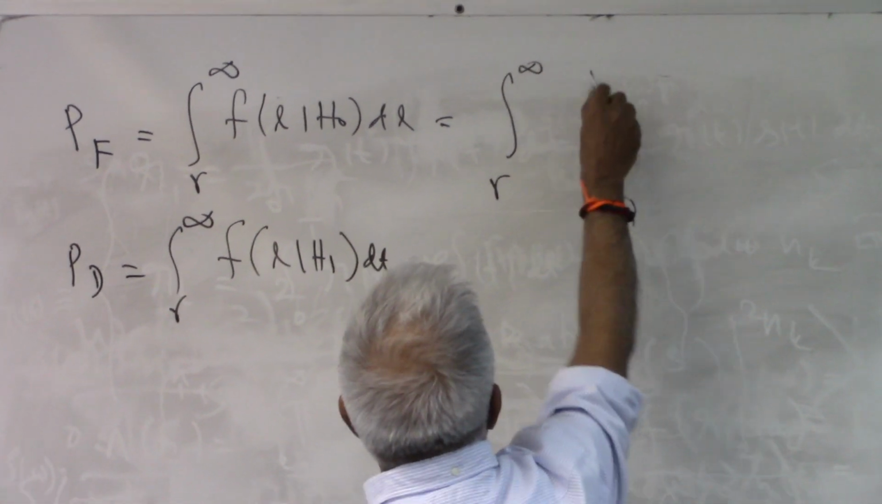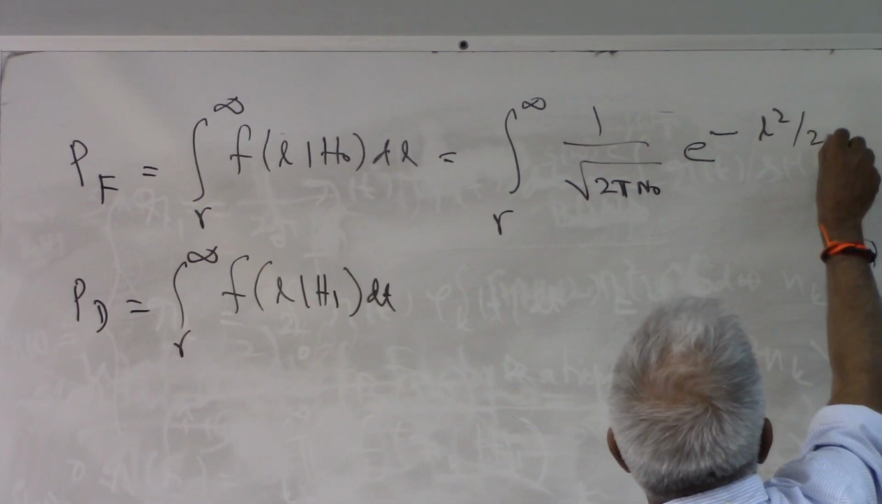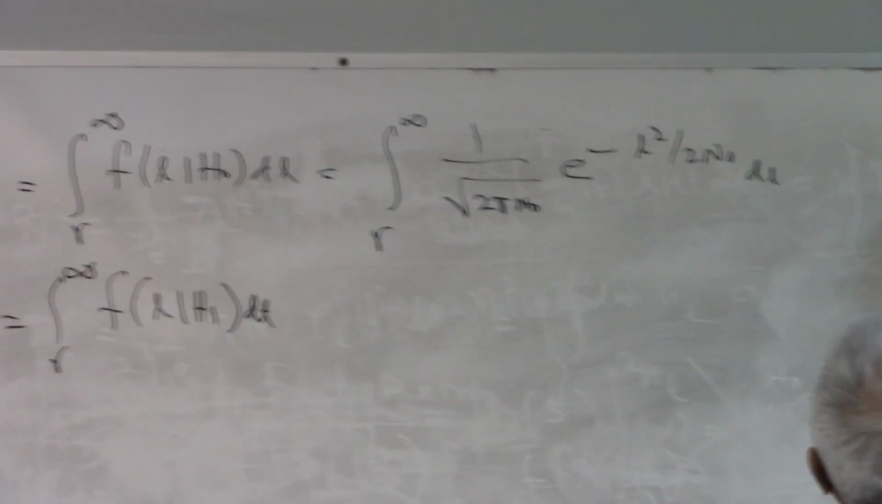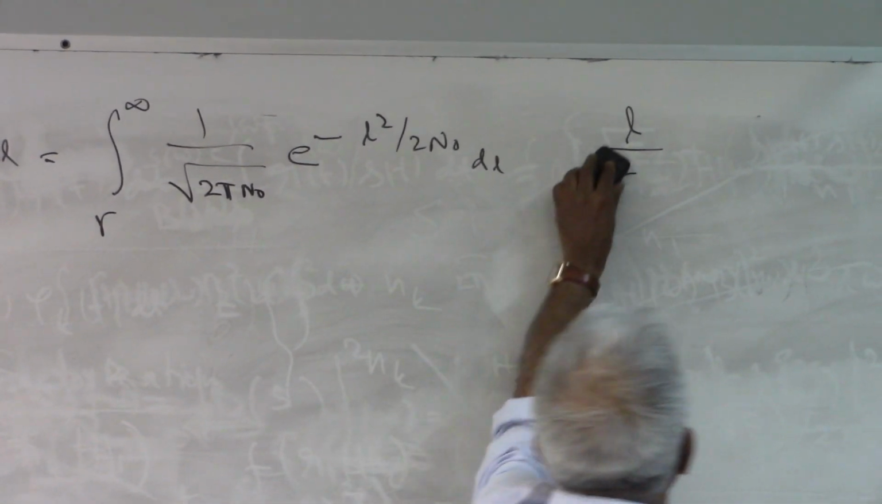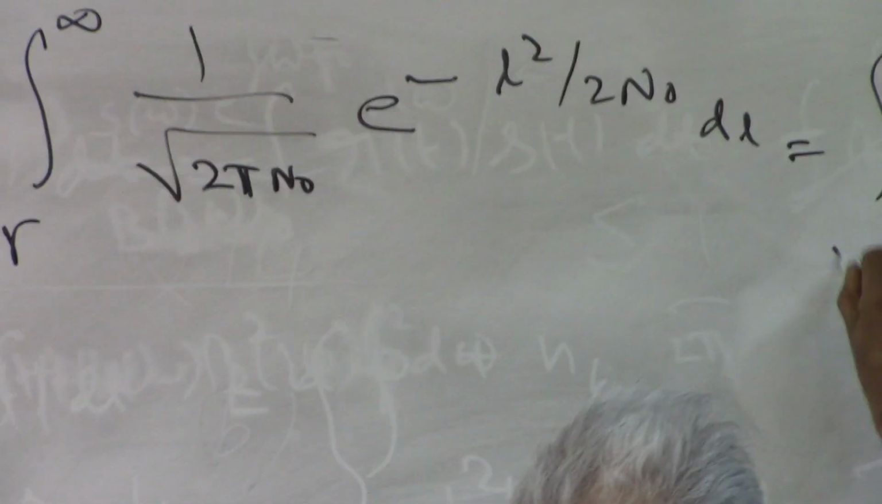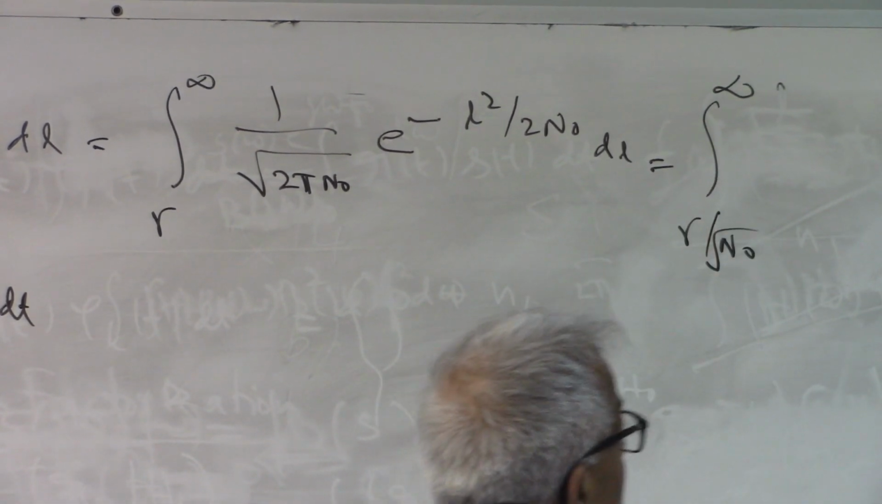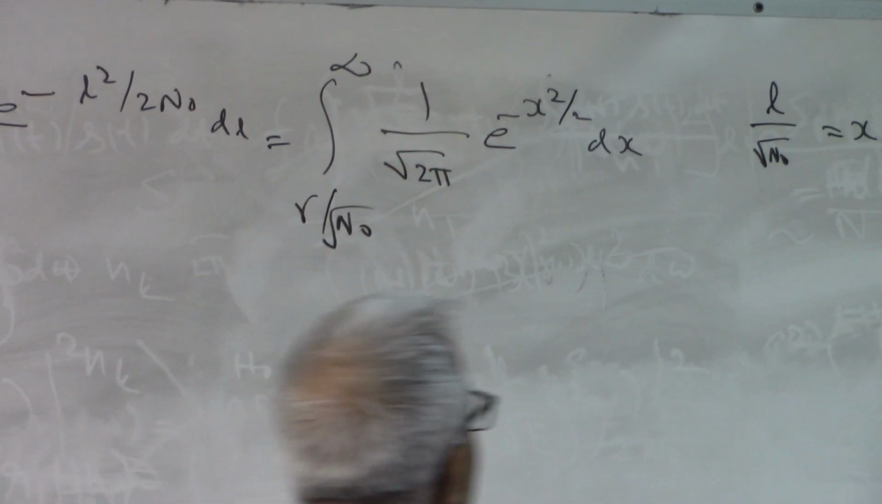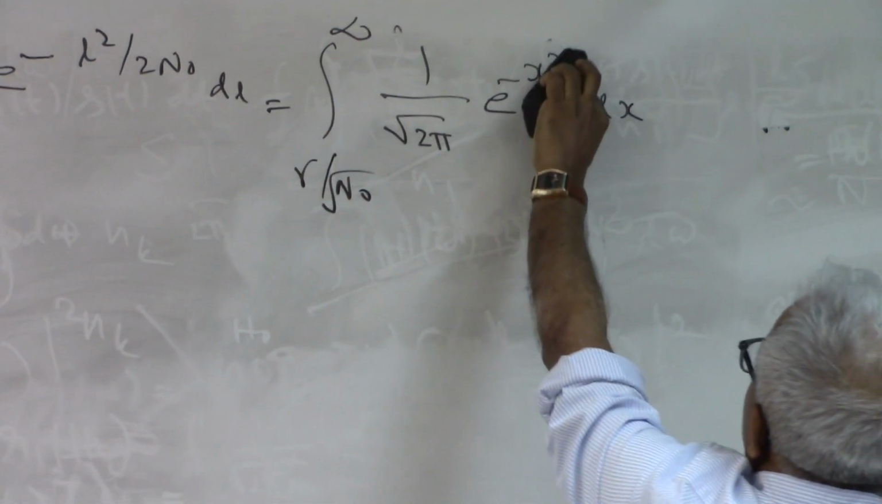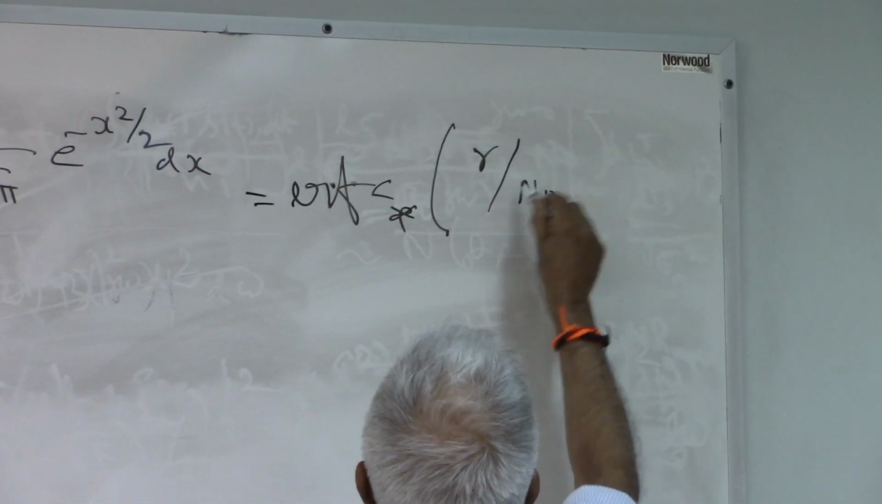So gamma to infinity, 1 over square root of 2 pi N0, e raised to minus L squared over 2 N0, and so on. So let me substitute L over square root of N0 as x. Then this becomes gamma over square root of N0 to infinity. dL is square root of N0 dx, so dL goes away. This becomes just the standard normal, right? So that's the complementary error function evaluated at gamma over square root of N0.